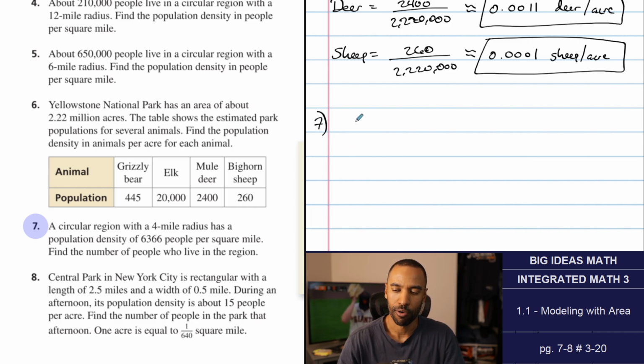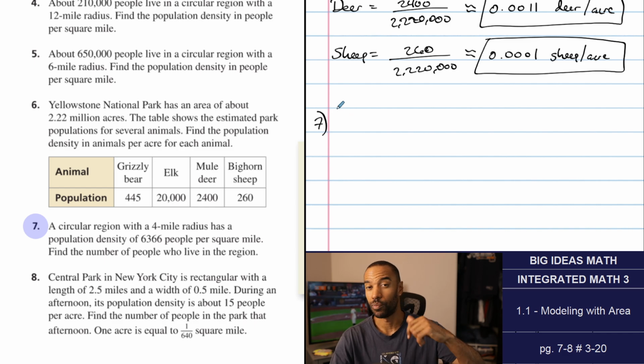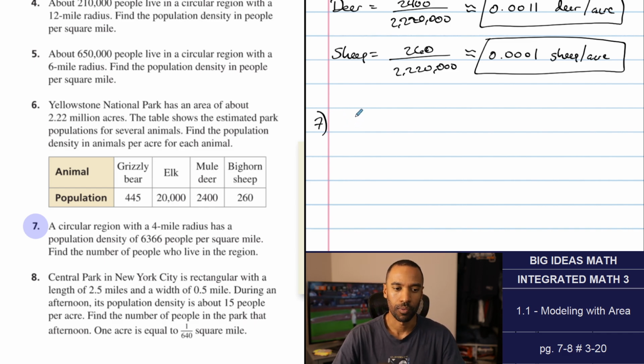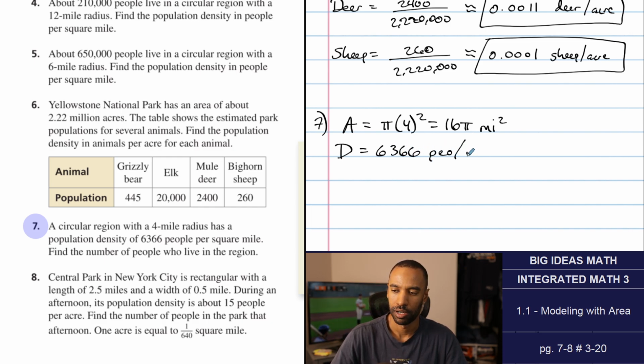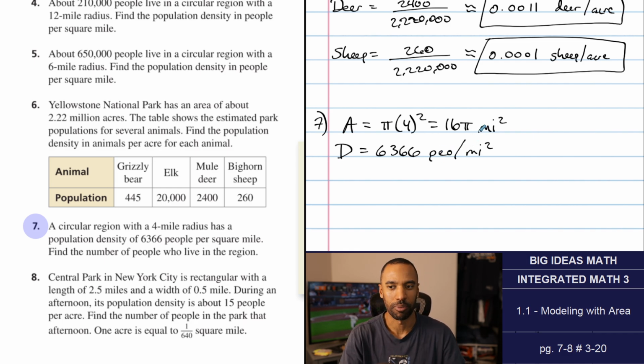So we're going to use the same formula, but this time we don't know the population. We know the density, and we know we can figure out the area. So the area is going to be pi r squared, 4-mile radius, means 16 pi square miles. And the density, which we do know, 6366 people per square mile. That looks weird to abbreviate like that. I might have to write the word people out.